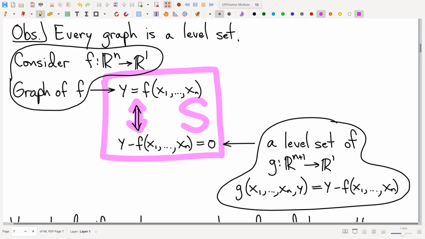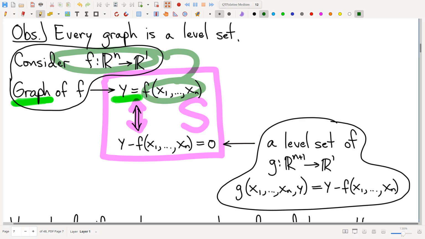What can I say about it? Well, on the one hand, look at this. I've got one variable expressed as a function of the others. That means that it is a graph. And specifically, this is the function whose graph we're looking at. This thing S is literally the graph of F.